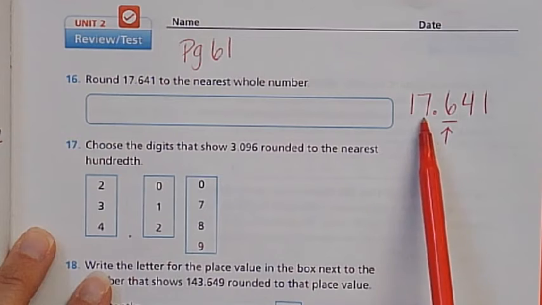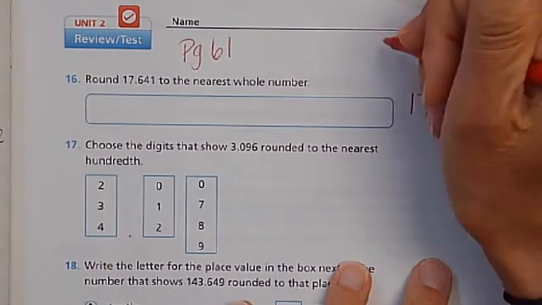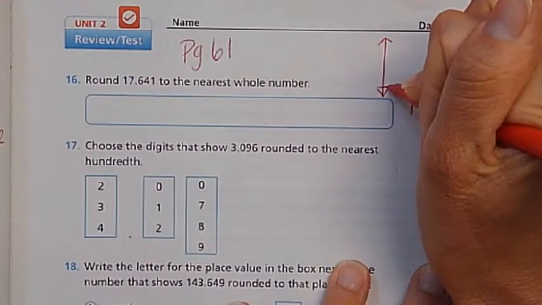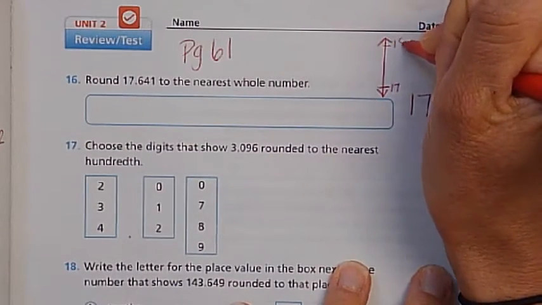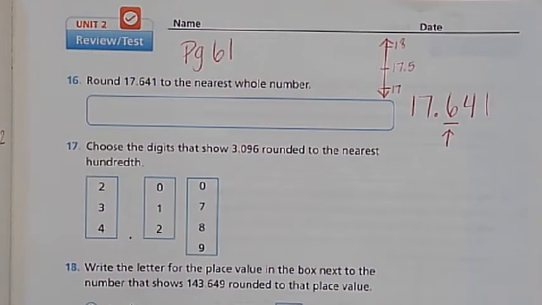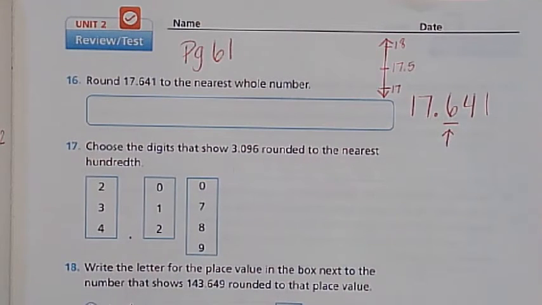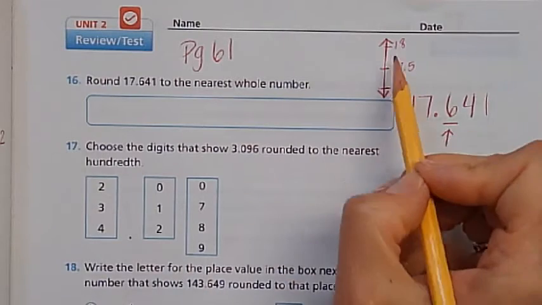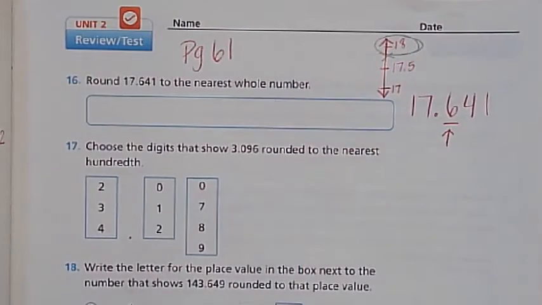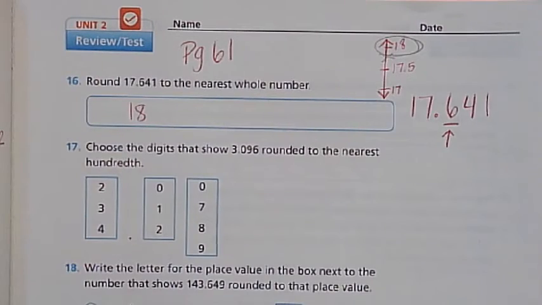So if I'm going to round this either down to 17 or up to 18, what I'm thinking of is what is halfway. So if I'm looking at 17 down here and 18 up here, halfway is 17 and 5/10. Well, this is 6. I have a 6 in the tenths place, which would mean that this number would be up here somewhere, above 17 and a half. So that is closer to 18. So this would round to 18, the nearest whole number.